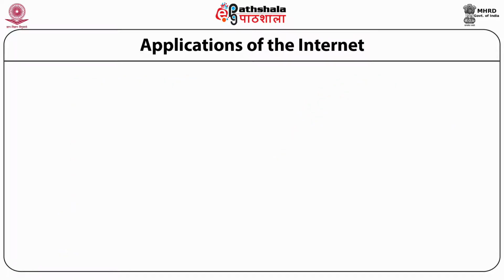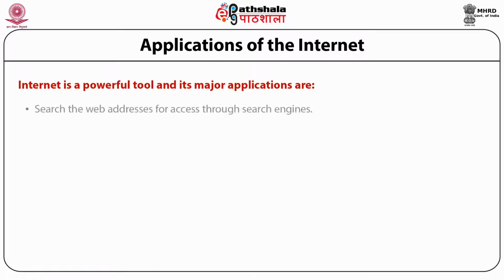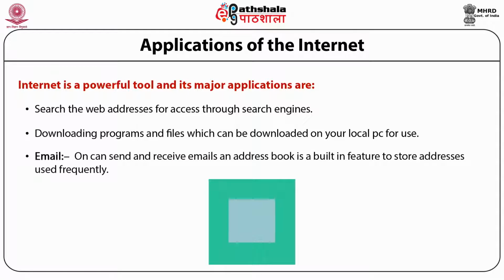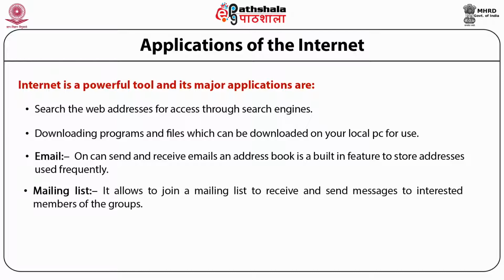Let us look at the application of Internet in today's world. Internet is a powerful tool and its major applications are: search the web addresses for access through search engines. Then downloading programs and files which can be downloaded on your local PC for use. Email. One can send and receive emails. An address book is a built-in feature to store addresses used frequently. Mailing list. It allows you to join a mailing list to receive and send messages to interested members of the group.